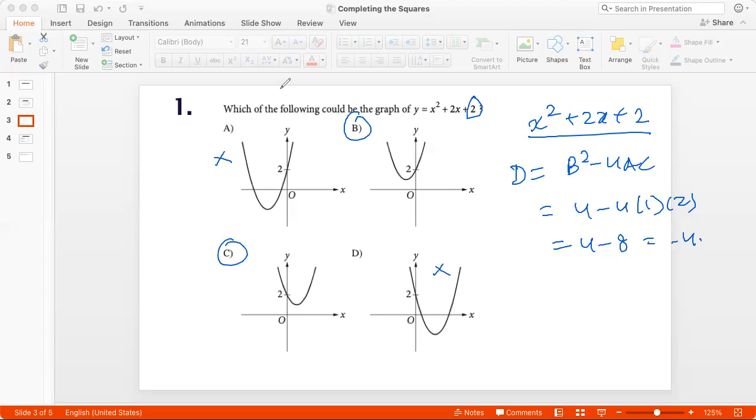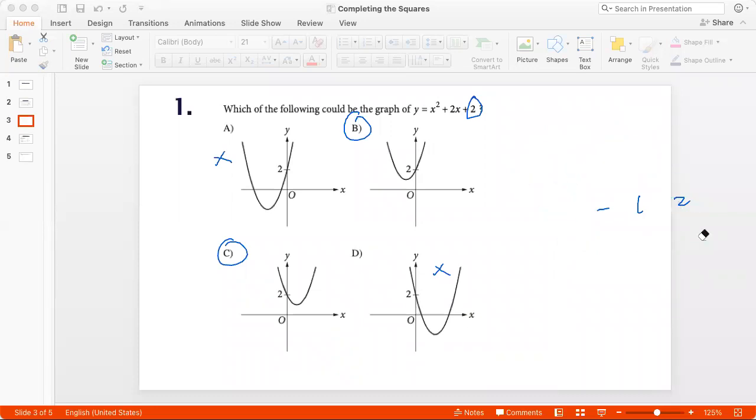So I've already tried the x-intercepts and the y-intercept, and I still don't have my answer. So I should try the vertex, because I can see that each parabola in the options has a different vertex. The parabola in option A has the vertex in the third quadrant. Option B has the vertex in the second quadrant. Option C has the vertex in the first quadrant, and this one in the fourth quadrant.